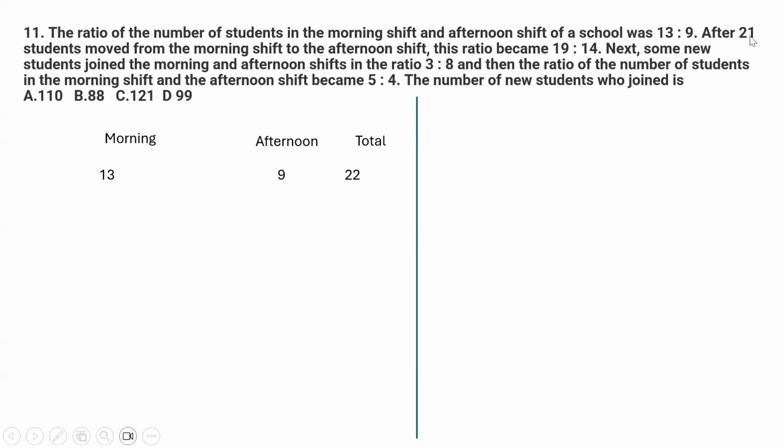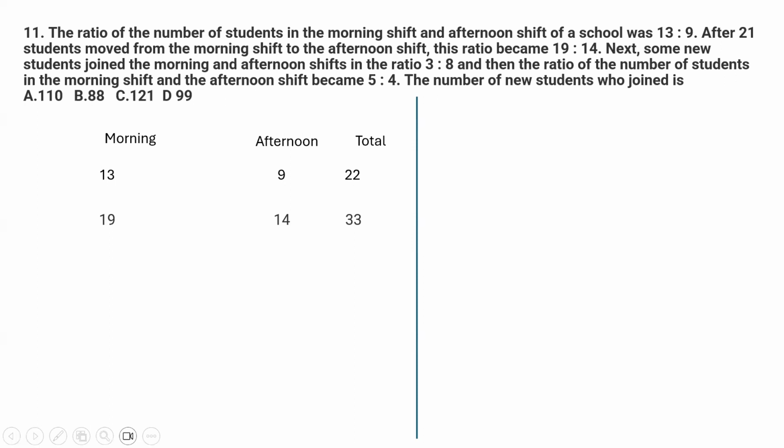Now 21 is an actual value, and all other information which they have given is in ratio. So we have to connect this, right? So the new ratio after 21 students moved from morning shift to afternoon shift is 19:14. So let's just capture that as well. And the total is coming out to be 33. Now we can't compare this because the totals are different.